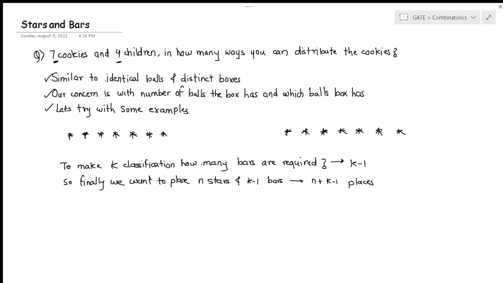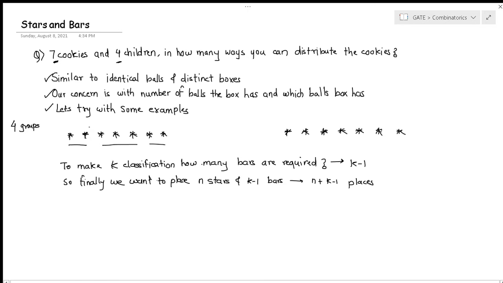So let's see how we can do this by hand, on a normal example. One more important thing is that there are four children, so we need to make four groups of the cookies. Now let's see how we can do that. Let's say the first child got two cookies, the second got three, the third child got nothing, and the fourth child got two cookies. So how can I represent that?